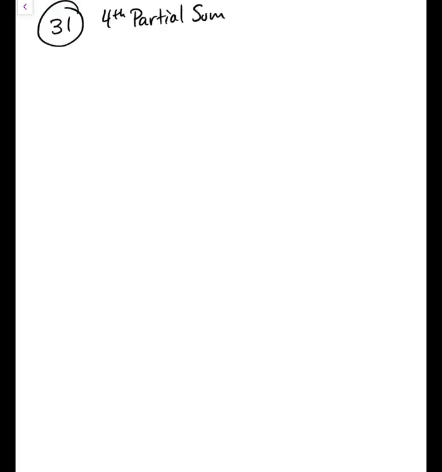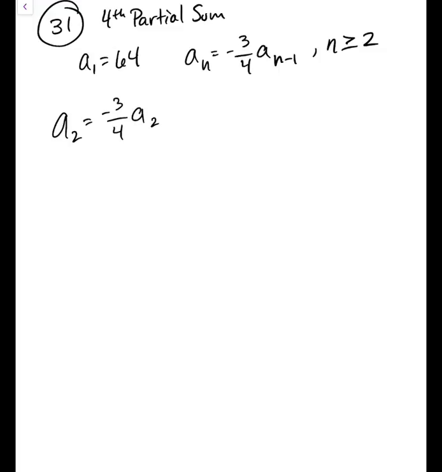So I'm being given the value of the first term, which is 64, and then my equation, a sub n equals negative 3/4 a sub n minus 1, and then my n must be greater than or equal to 2. Okay, all right, so let's go ahead and dive in here. So the value of my second term will be negative 3/4 a sub 2 minus 1, and 2 minus 1 is going to be 1, right? So I'll go ahead and change it to 1.